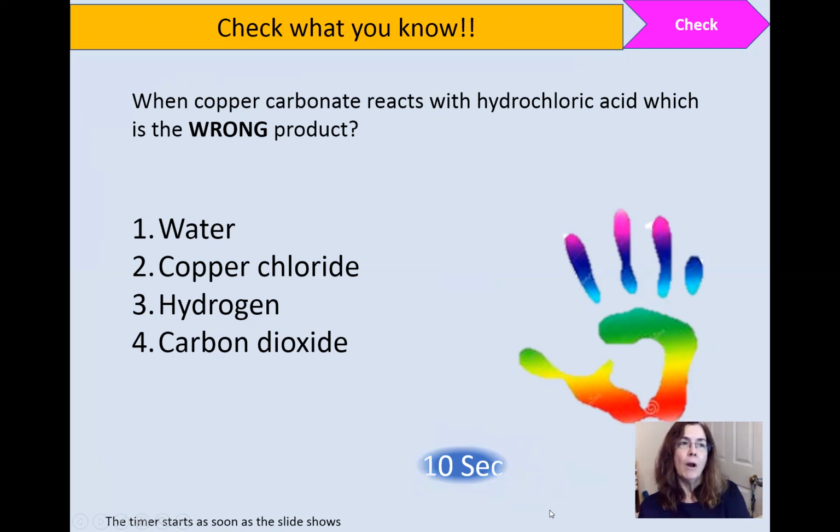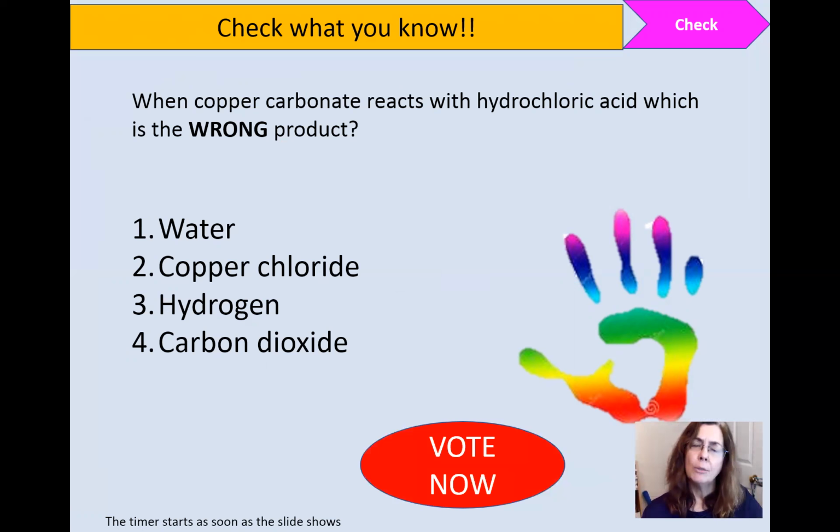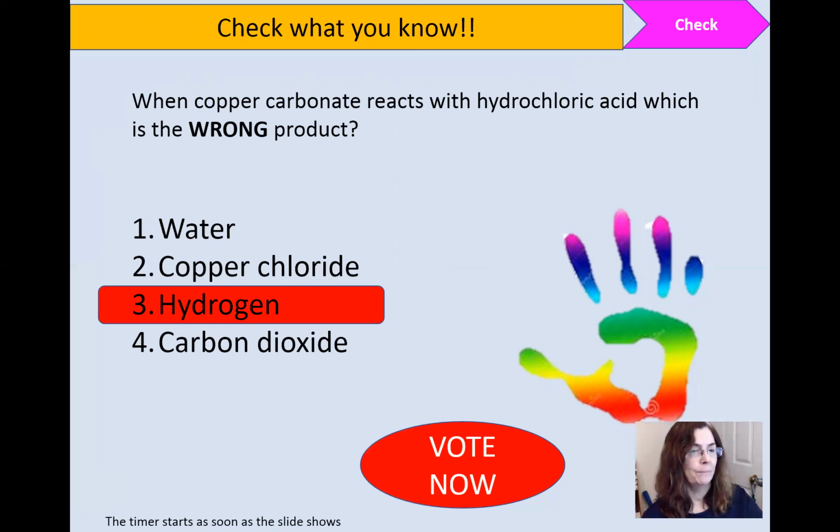So when copper carbonate reacts with hydrochloric acid, which is the wrong product? Okay, so you need to know what the right product is, but which one of those is the wrong product? Okay, so you need to vote now. Which one is it? 1, 2, 3, or 4? Okay, let's have a look.